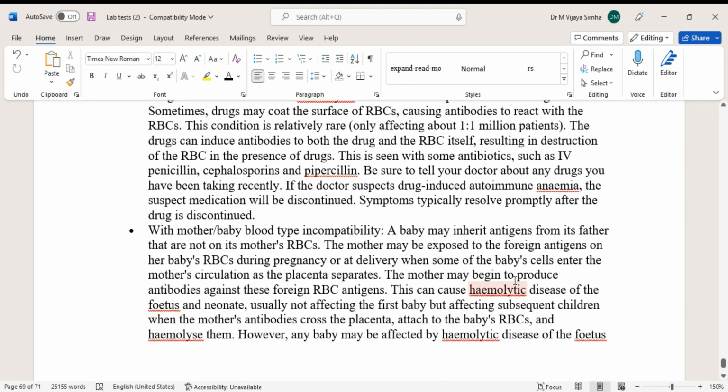With mother or baby blood type incompatibility, a baby may inherit antigens from its father that are not on its mother's RBCs. The mother may be exposed to foreign antigen on her baby's RBCs during pregnancy or at delivery when some of the baby's cells enter the mother's circulation as the placenta separates. The mother may begin to produce antibodies against these foreign RBC antigens.